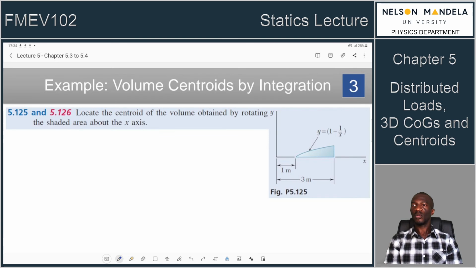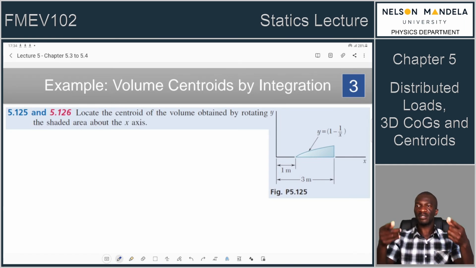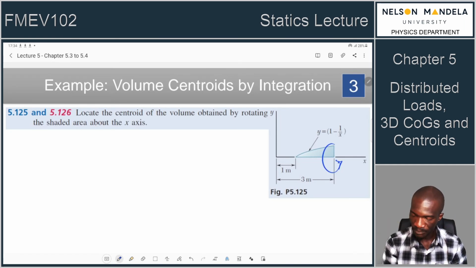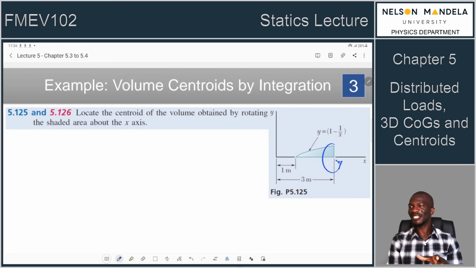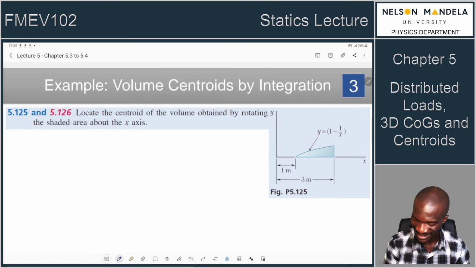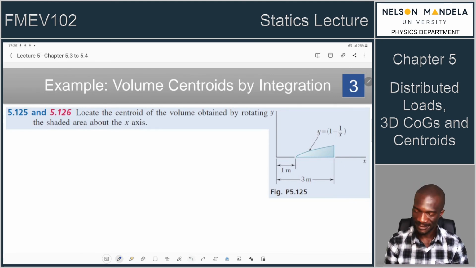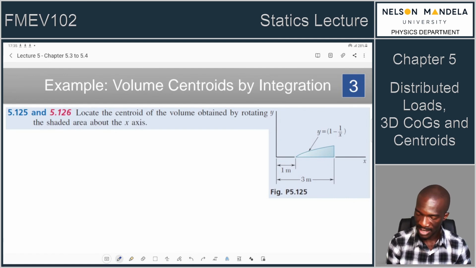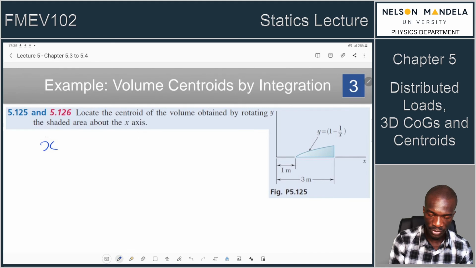So let's see an example. 5.125. Locate the centroid of the volume obtained by rotating the shaded area about the x-axis. So we're rotating this about the x-axis, and we're getting a volume, right? So it's not a mug, right? Maybe I'm hungry, I'm thinking of mugs and a cup of something to drink. Okay, so our equations already gave us the format. We are going to use our x bar V being equal to the integral of what? Of the x element multiplied by dV.